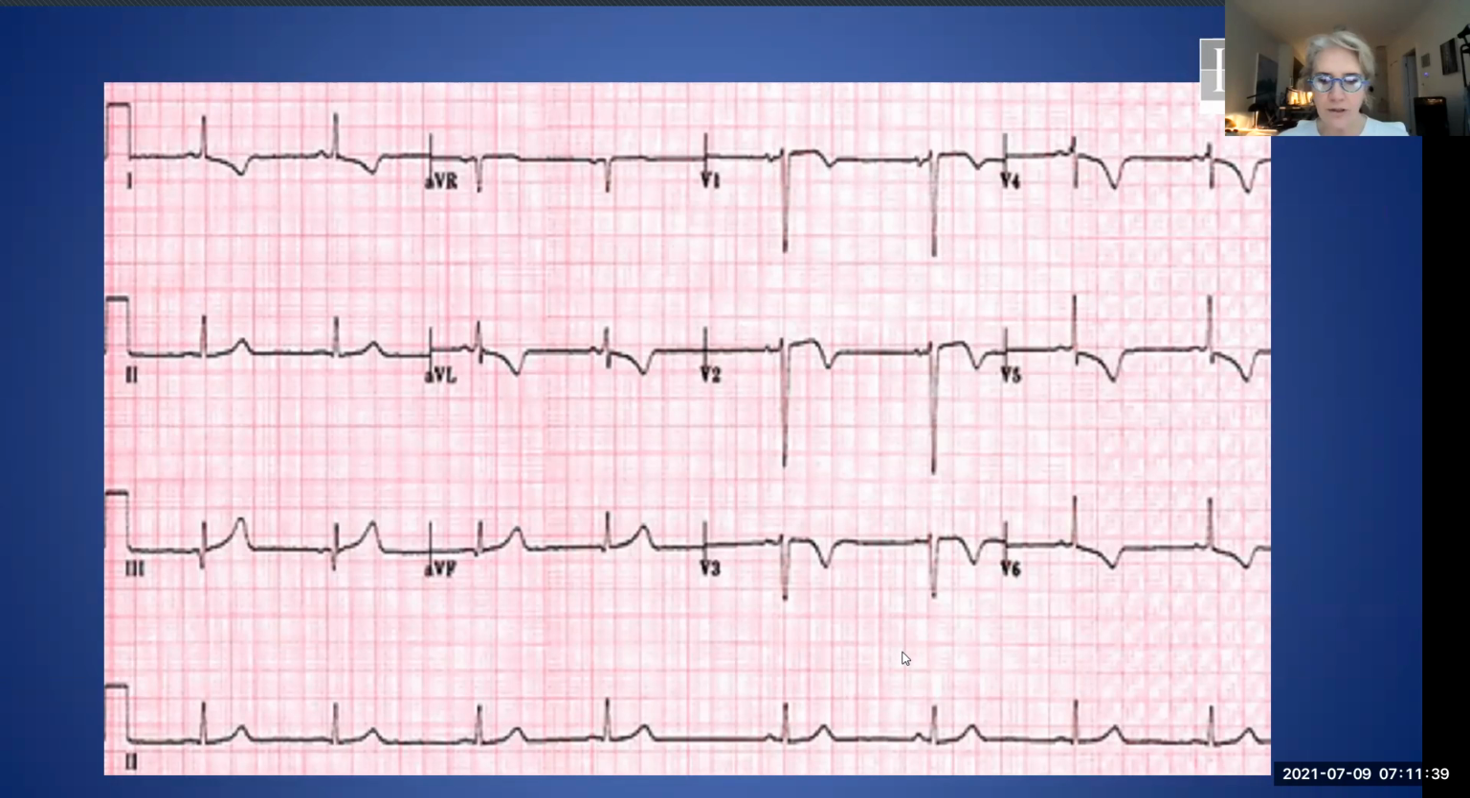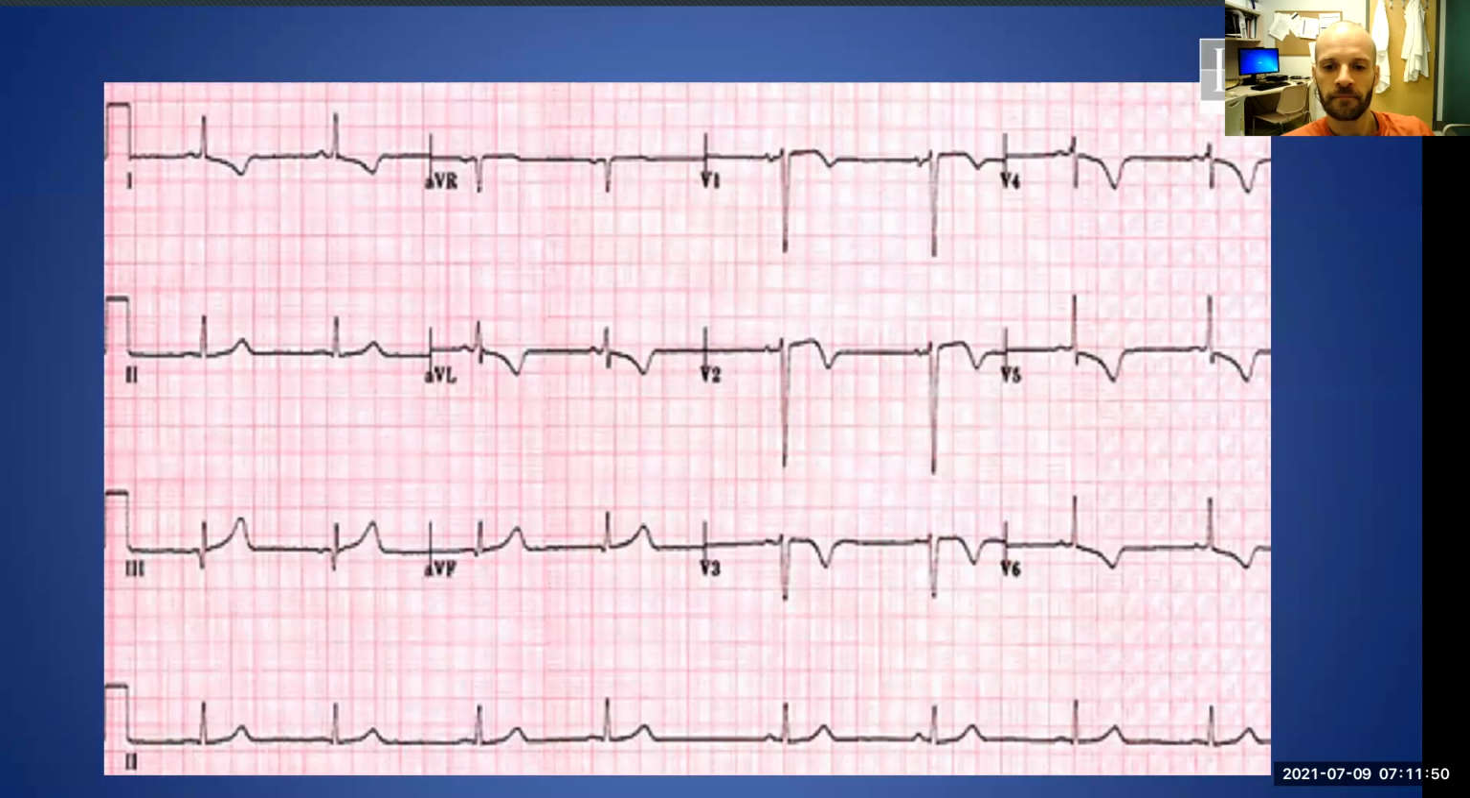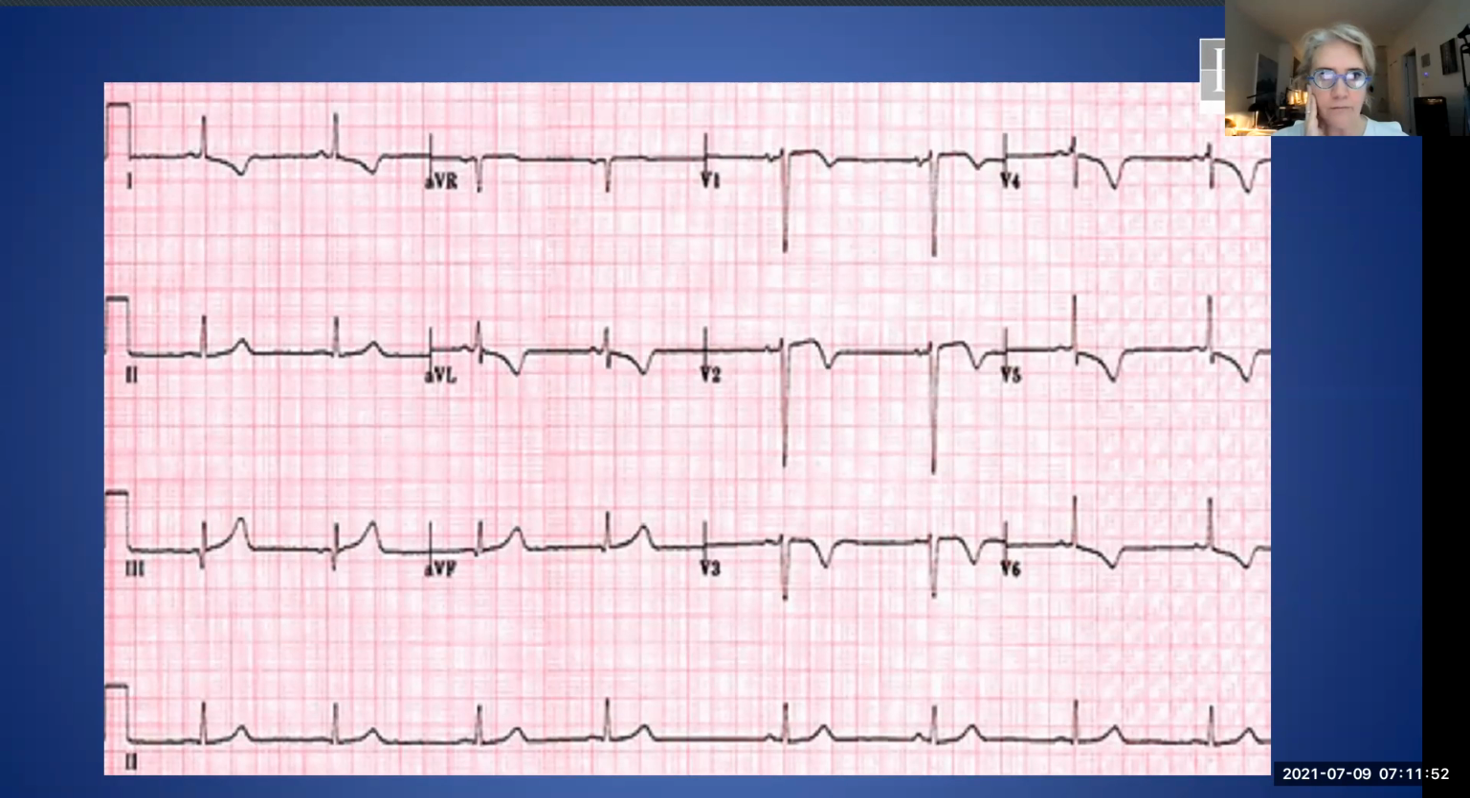I'll do the next one, Charlie. Great. So the rate is about 45 to 60. It's irregularly irregular. Yeah.